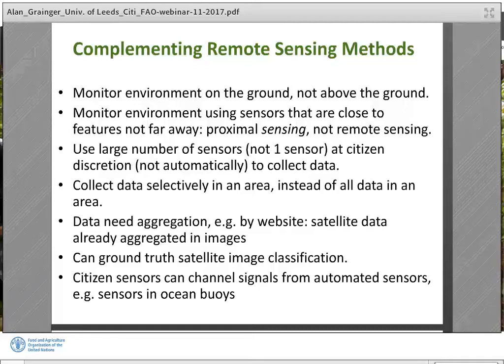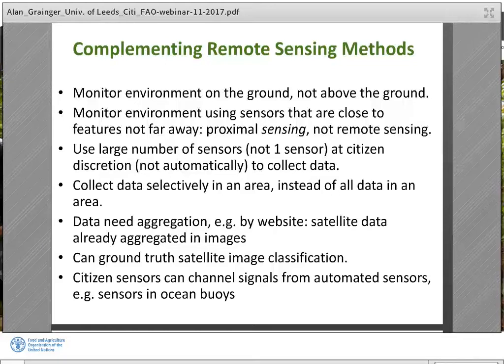For example, they monitor the environment on the ground, not above ground. They monitor environmental features using sensors that are close to features instead of far away. In other words, proximal sensing, not remote sensing.